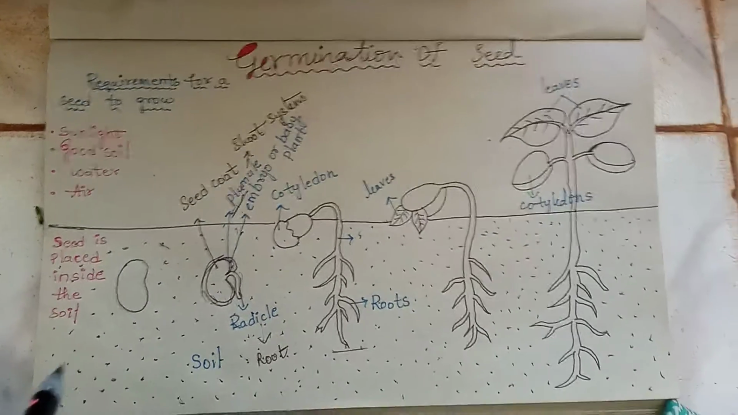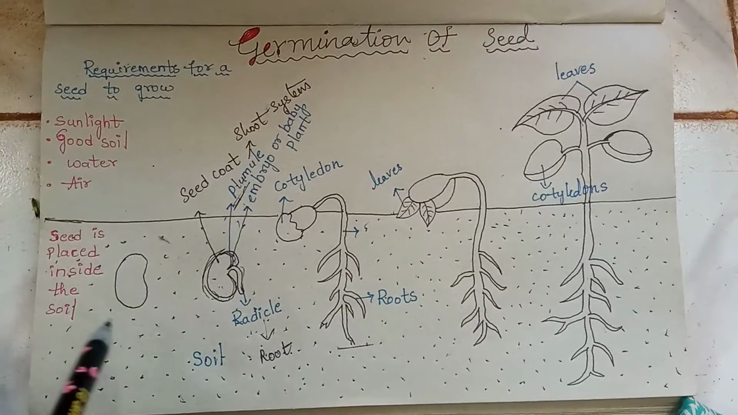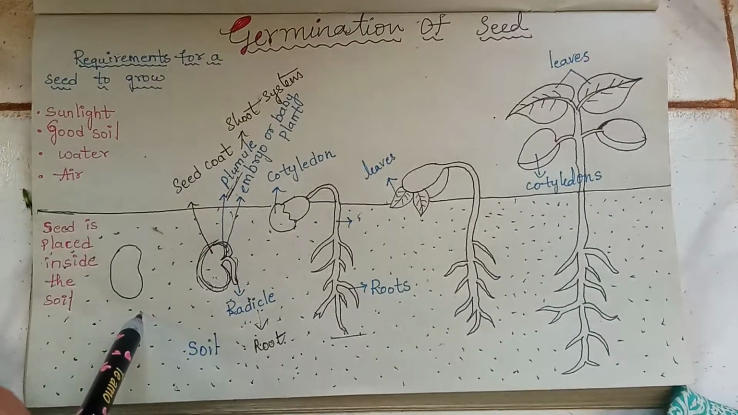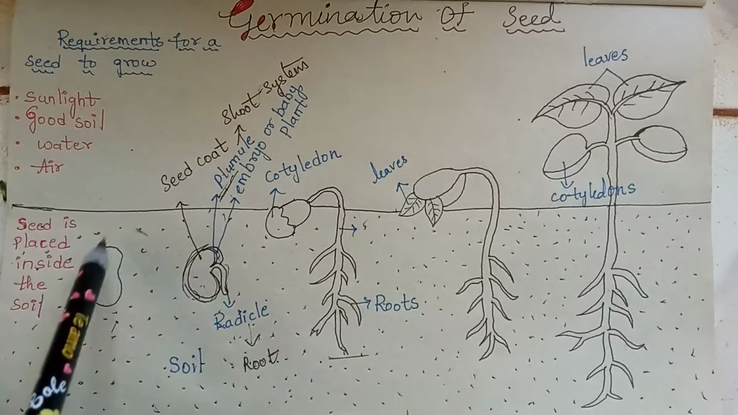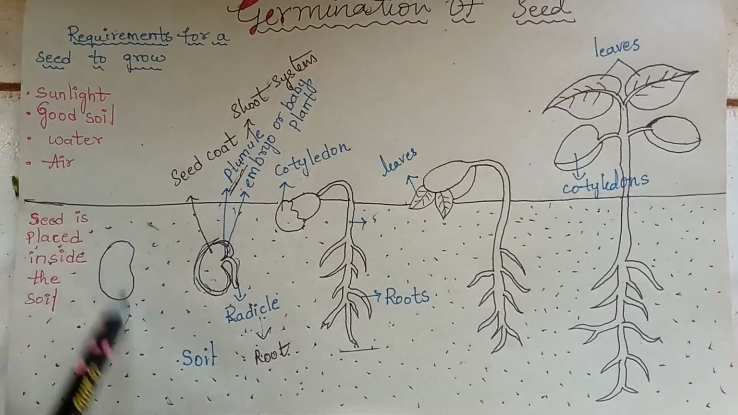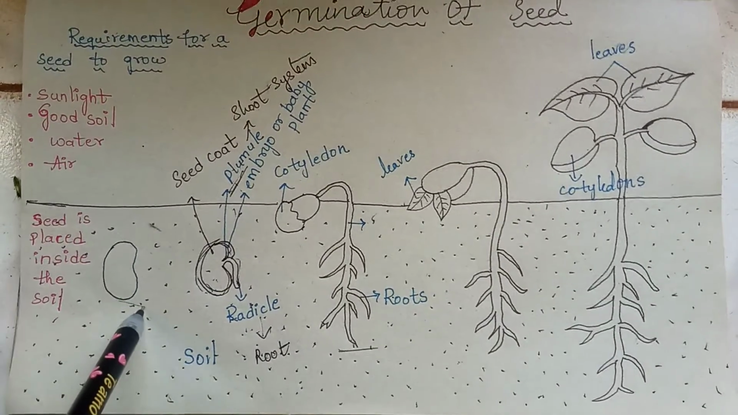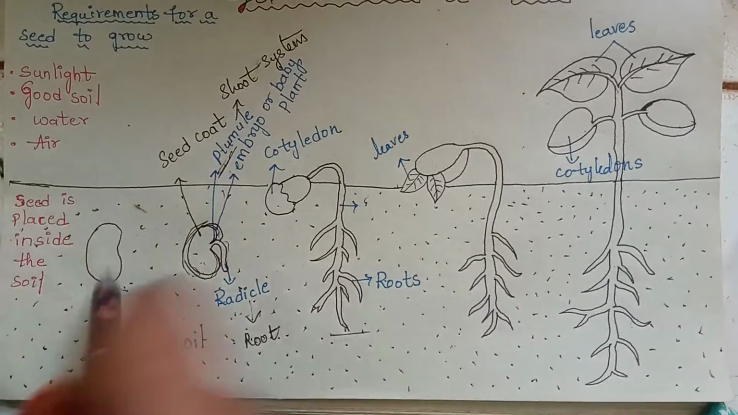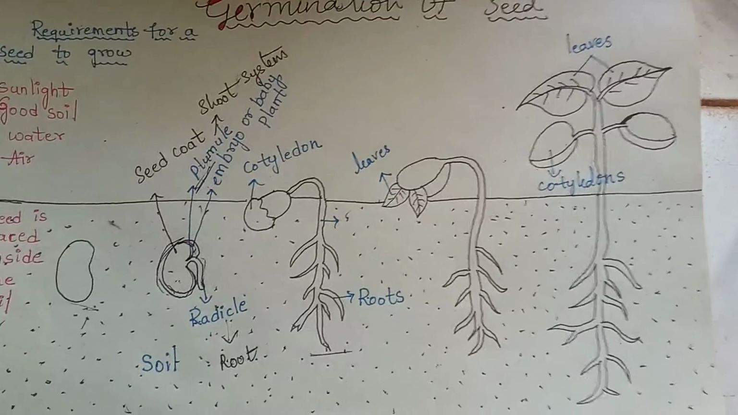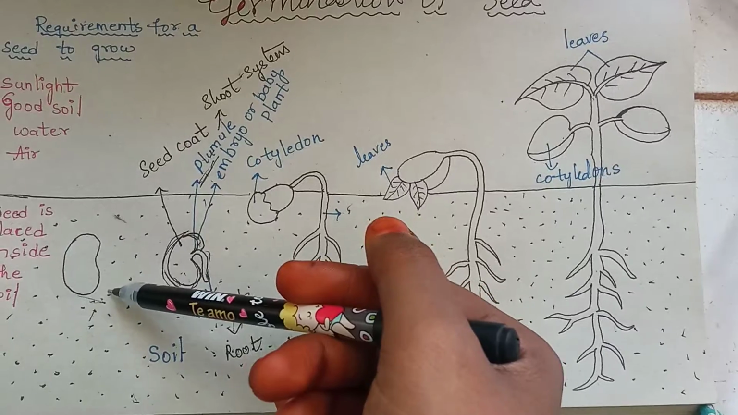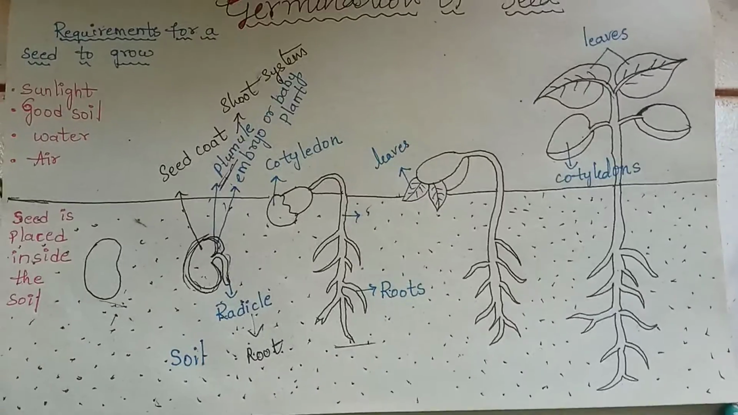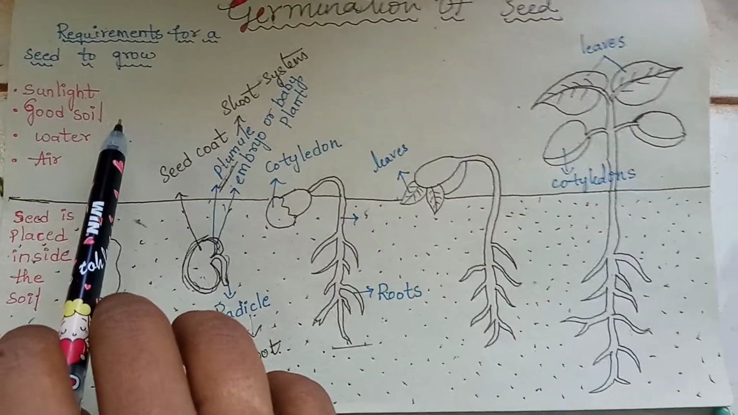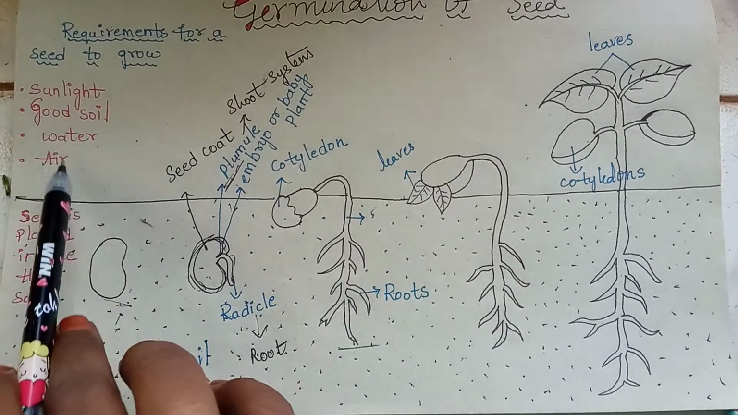So what we have to do, we have to take a seed like a pea seed and place it inside the soil. Here I am showing it in the diagram. The seed is placed inside the soil, and under the right conditions it will grow into a new plant. So what are the conditions required for the seed to grow? Those are sunlight, good soil, water and air.